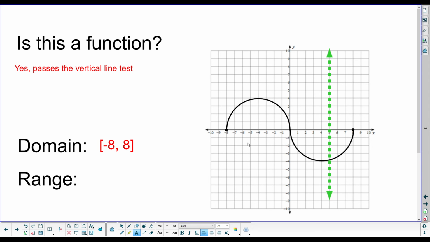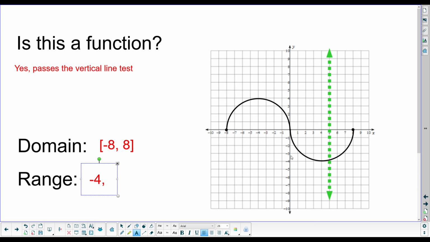Now, when I talk about the range, I'm going to talk about the y values. So I'm going to go along the y-axis and start at the bottom of this graph. It looks like the bottom of this graph is right here at -4, and it looks like it goes through that point. So my range is going to start from -4 in the y values.